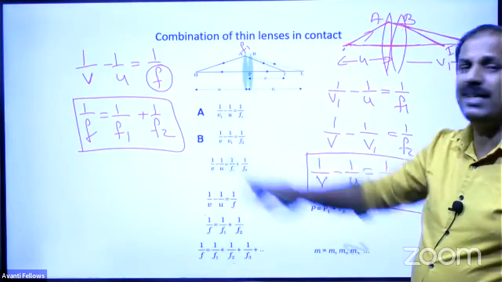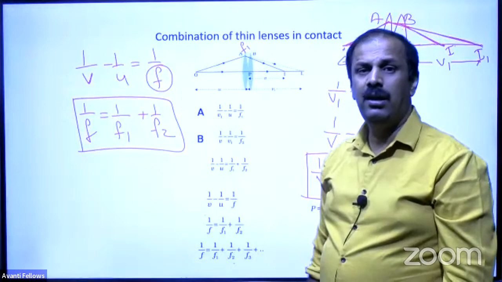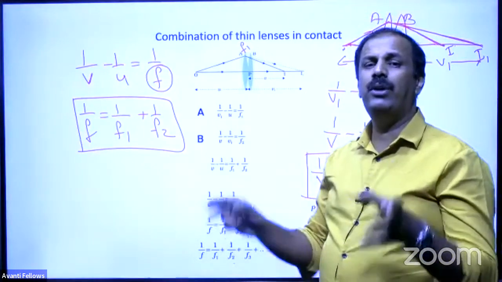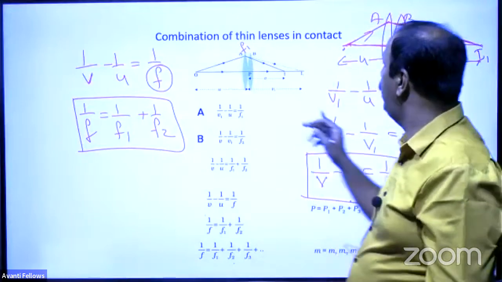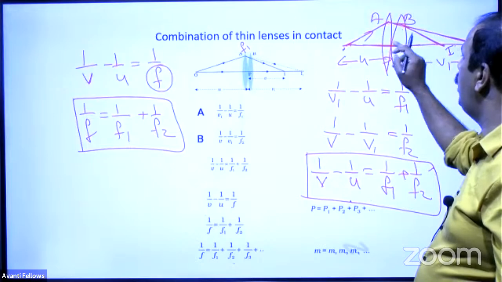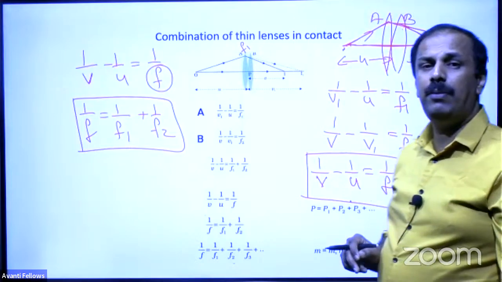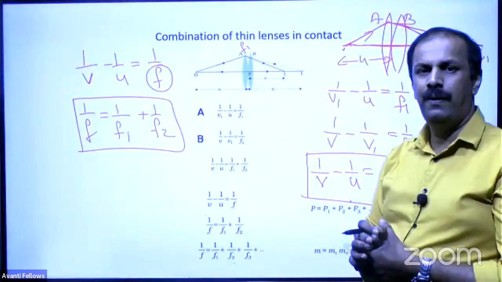It is 1 by F, just like our resistance when it is connected in parallel. You have 10 ohm, 10 ohm. When you connect 10 ohm and 10 ohm in parallel, it becomes 5 ohm. So similarly here, you have two lenses. When you keep these two lenses in contact, what will happen to the focal length? The total focal length reduces.